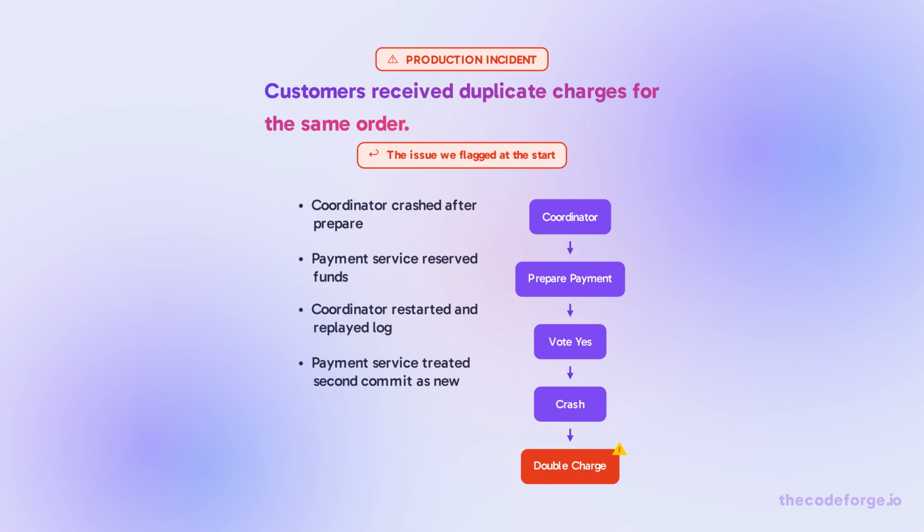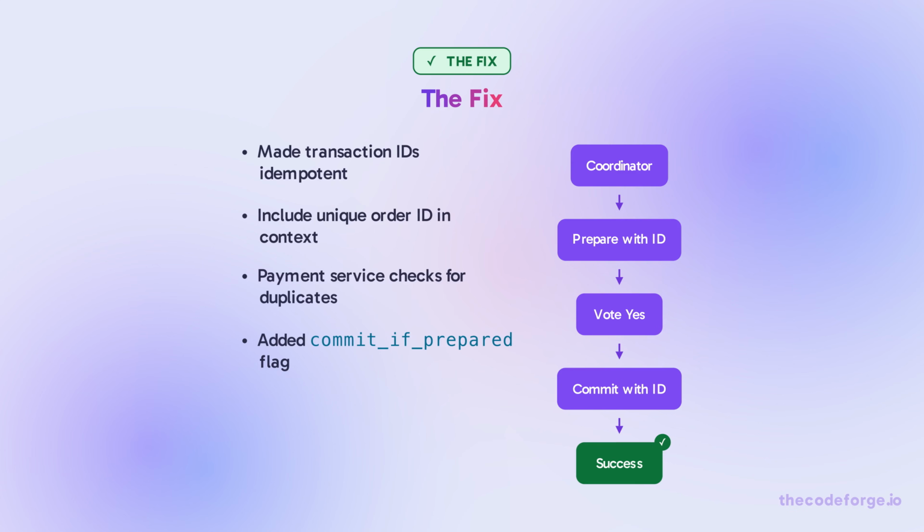The coordinator crashed after sending prepare to the payment service, but before sending commit. The payment service had reserved the funds. When the coordinator restarted, it replayed its log and sent commit again. But the payment service treated the second commit as a new transaction because the coordinator's transaction ID was regenerated. The fix was to make coordinator transaction IDs idempotent, including a unique order ID in the transaction context. The payment service now checks for duplicate transaction IDs before processing. Also added a commit-if-prepared flag that prevents double committing.